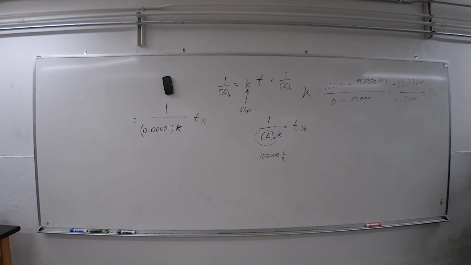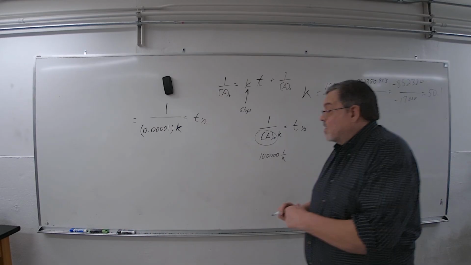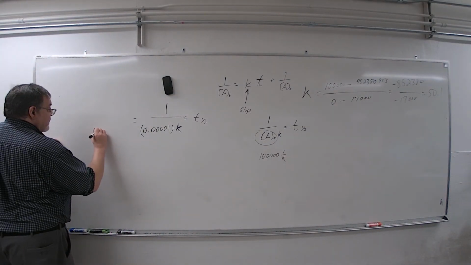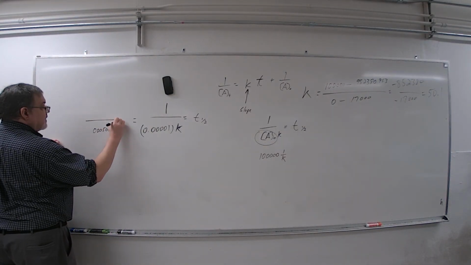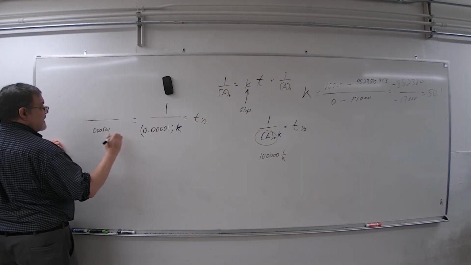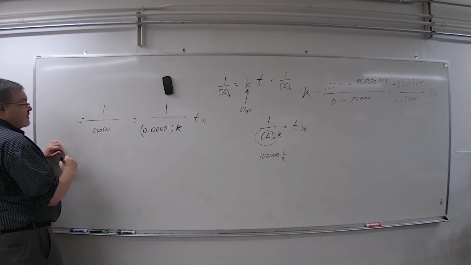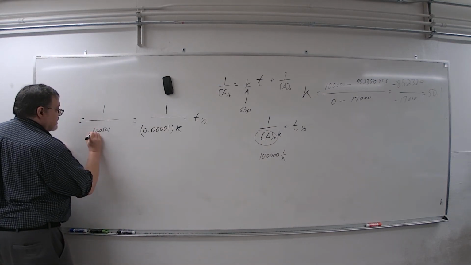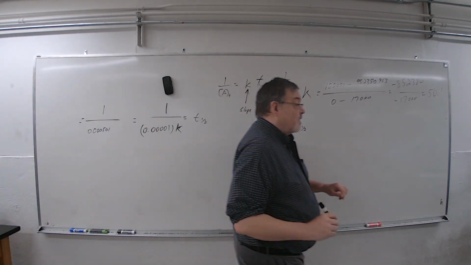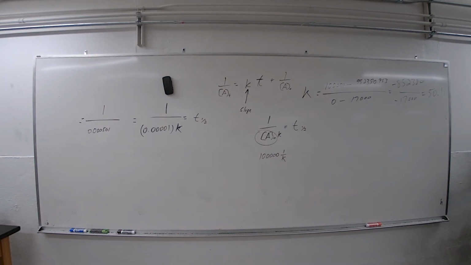Times 50.1, 0.00501. So that's that. And then 1 divided by 0.00501. Yeah, that's what I have for the answer.